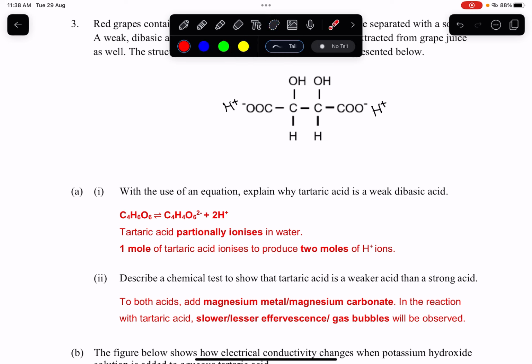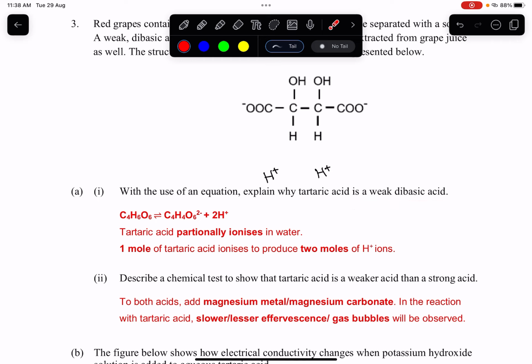Okay, so this as a whole is your tartaric acid. When it dissociates, it ionizes in water, it will form 2H plus and the tartrate ion. So 2H plus and the tartrate ion. Okay, why is it a weak dibasic acid?